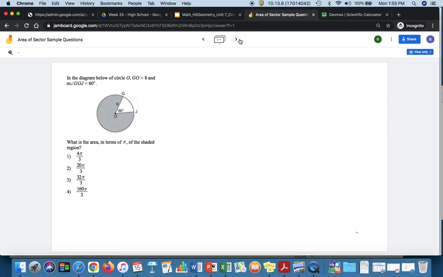So again, we want to be careful that we're talking about the shaded region. If we know a full circle is 360 degrees, we could subtract 60 from 360 to get the central angle for the shaded region, which is 300. So now if we want to know the area of that shaded region, that would be 300 degrees divided by 360 degrees times pi, and r squared in this case is going to be 8 squared.